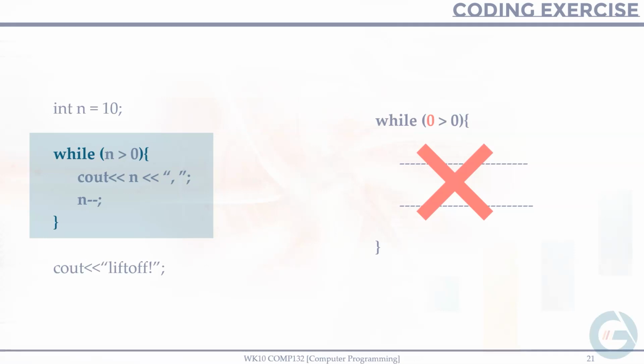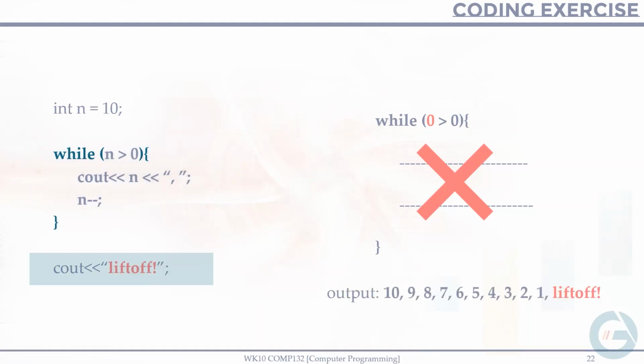Now with the value of n equal to 0, the condition is no longer true and the loop ends. So what's next? It will execute the next statement, which in this case outputs the string "liftoff". This is the output of the given code. I hope you understand now what the while loop does.